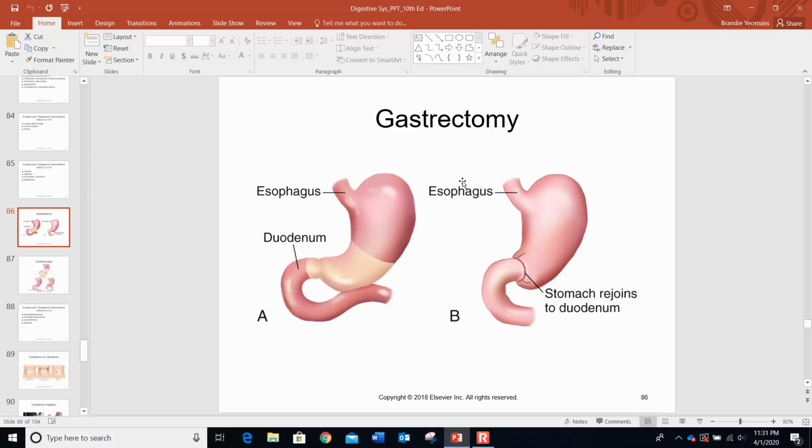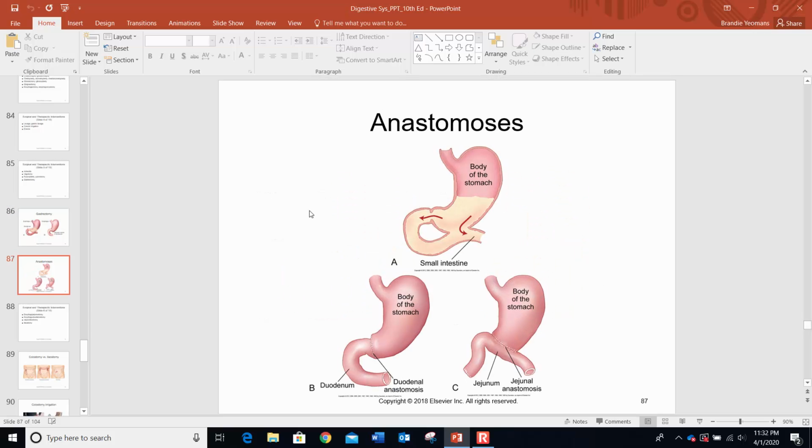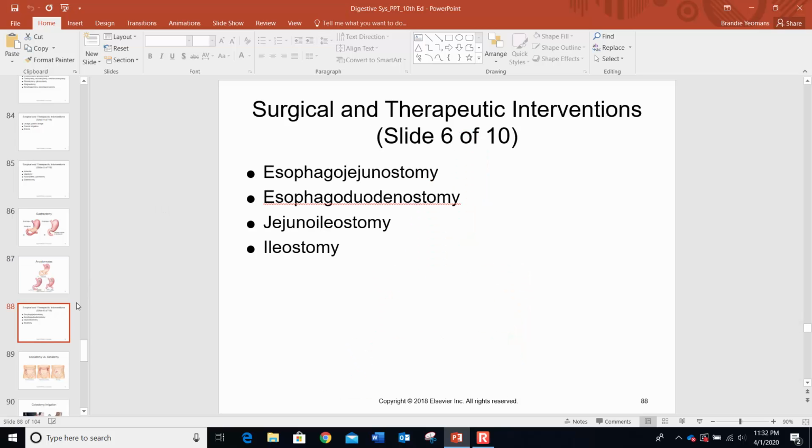The gastrectomy, this is that gastric bypass that we were talking about here. This is really assisting with removing some of that area in the stomach. This is the anastomosis that you will see in your textbook, where you've got the small intestine area coming down here, and we just kind of do a loop around and try to fix that. Okay.